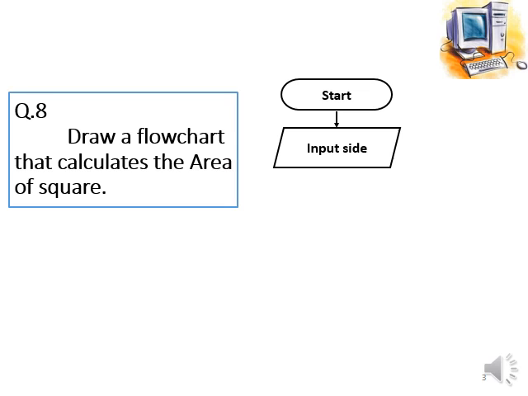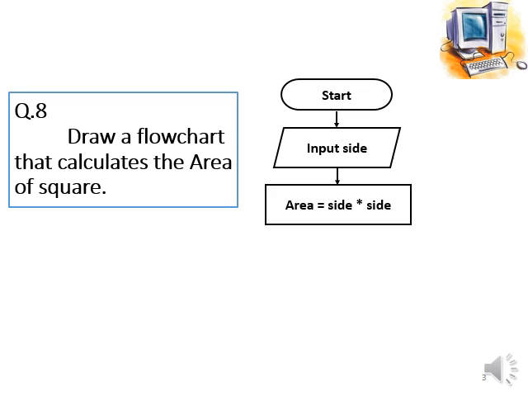Now as we are finding the area of a square, we just need to know the length of a single side. That's why I am using a single variable, that is side. Side means length of a single side of a square. That will be our input, and it is represented by parallelogram.